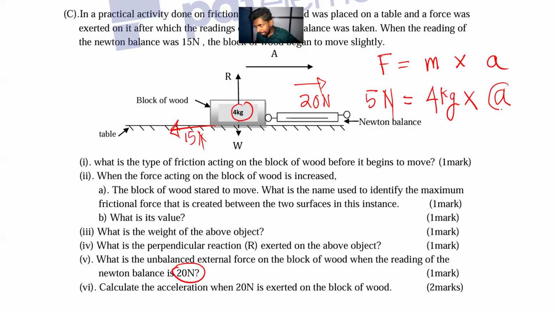So if you want to calculate the acceleration, what do you want to do, Pulahal? 5 divided by 4, the answer will be 1.25 meter second minus 2. Only this much was the question, right?